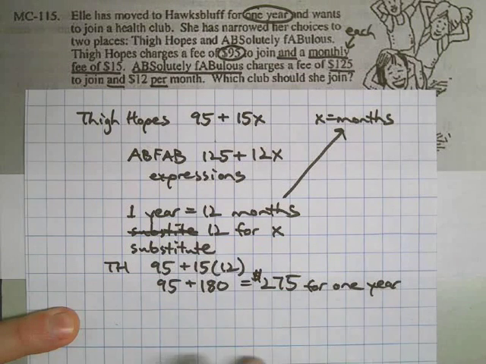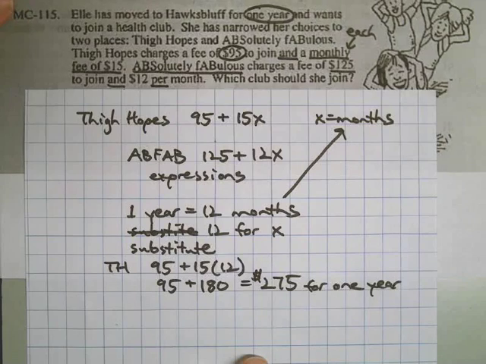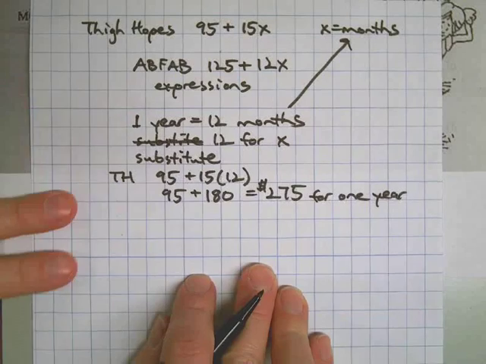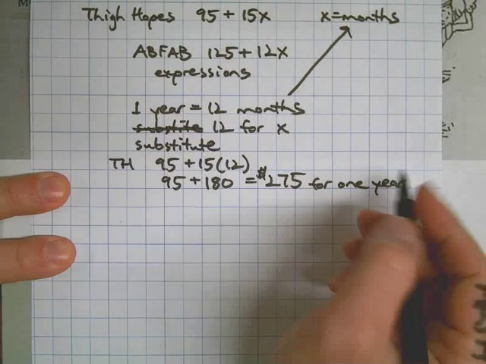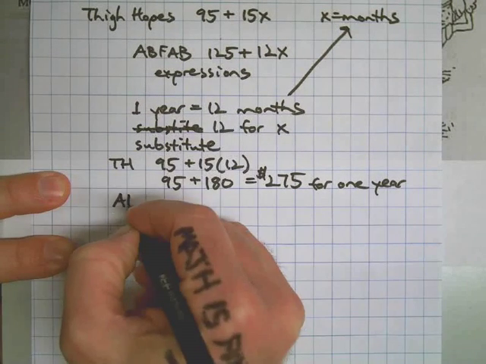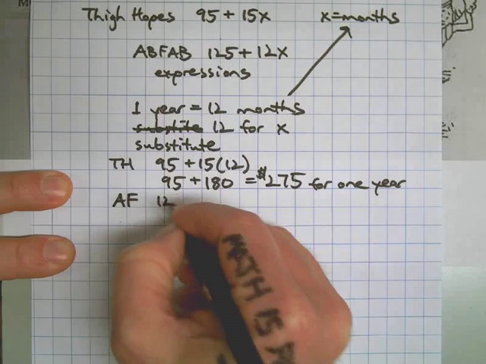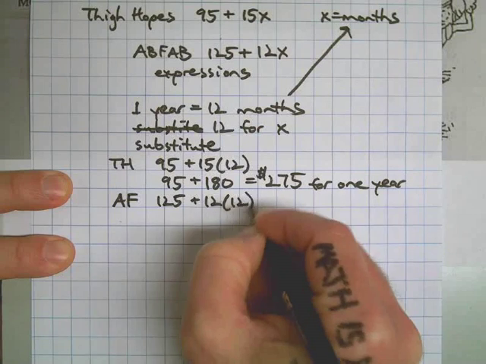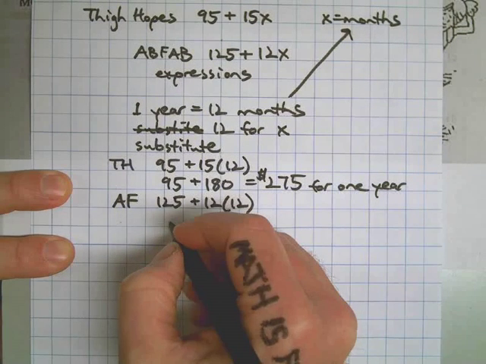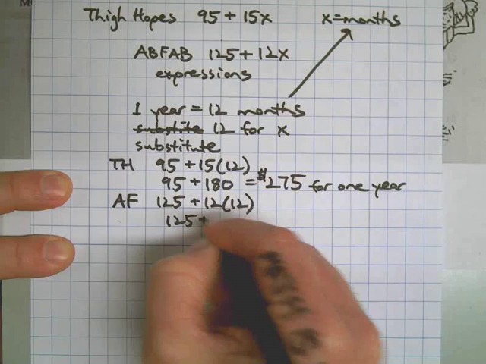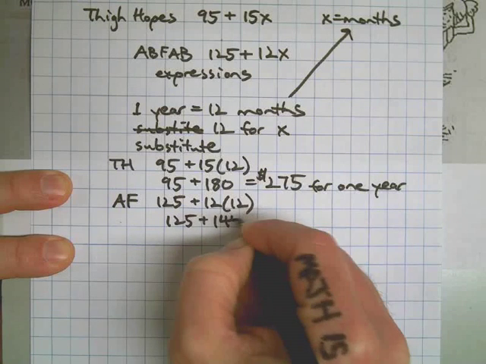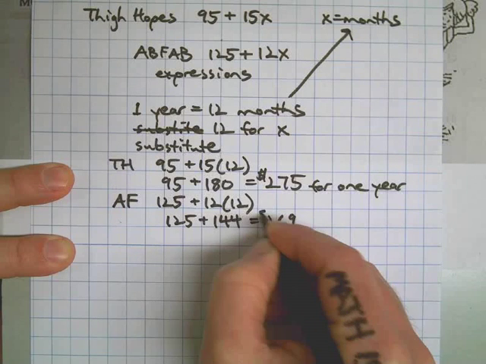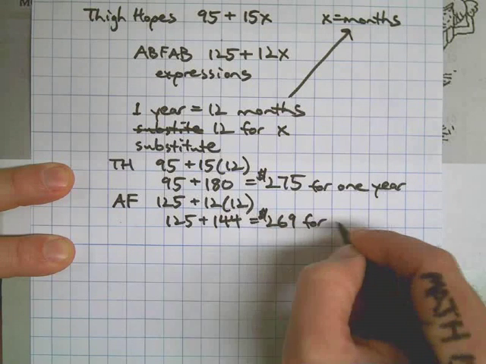Okay? I'm going to get my problem out of the way here so I can move the page up. Alright. And then we have abfab, AF, $125 to join, $12 each month for 12 months. And that's 125 plus 12 times 12 is 144. And that equals $269 for 1 year.